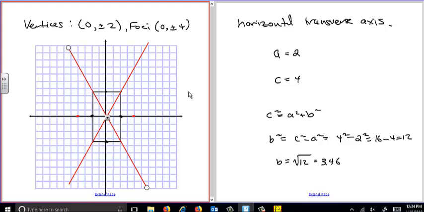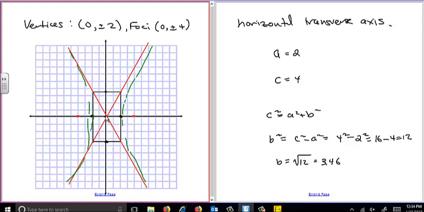Okay, and then we can finally draw it in. So we're going to start here at this vertex, and then draw them as they go out, approach the asymptote. Okay, so that's the actual graph. But what else can we say?